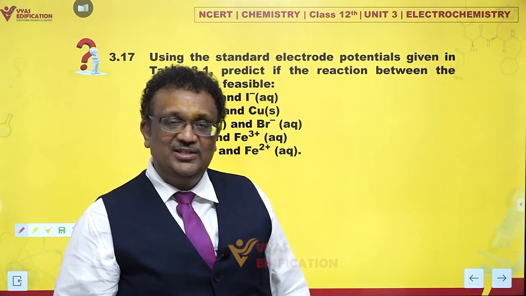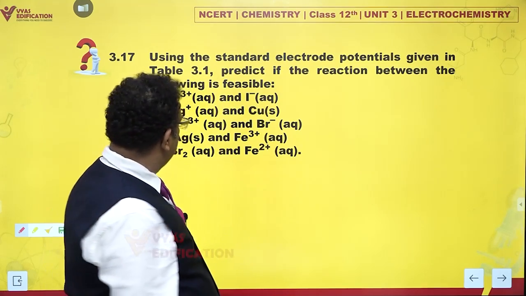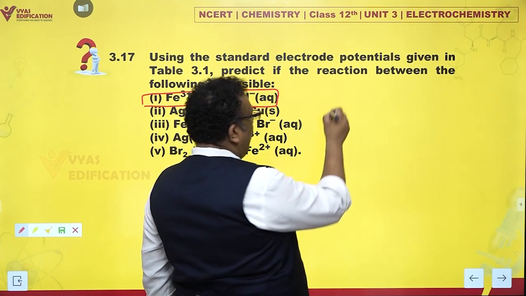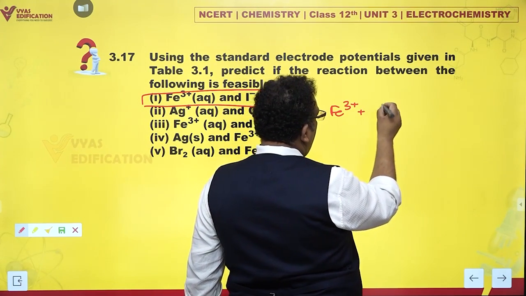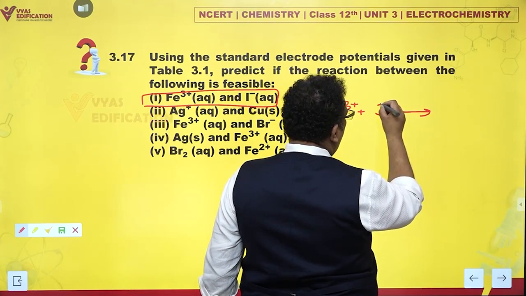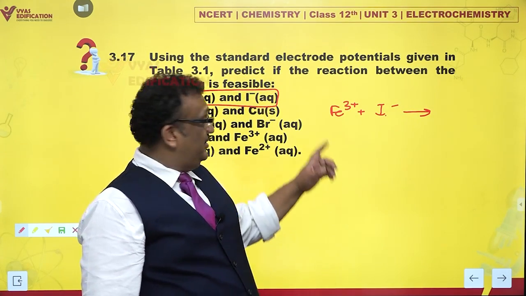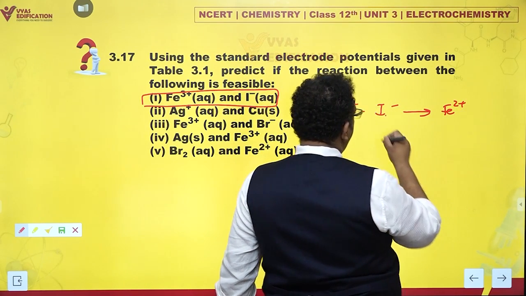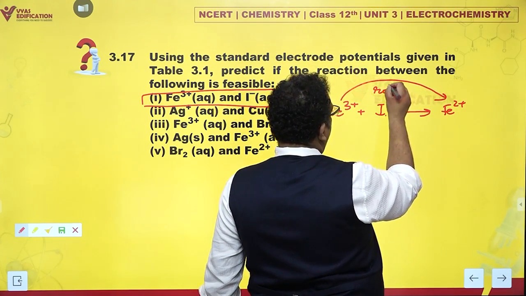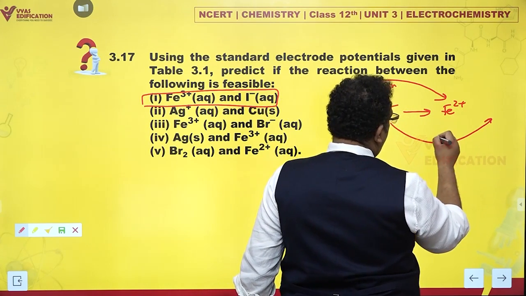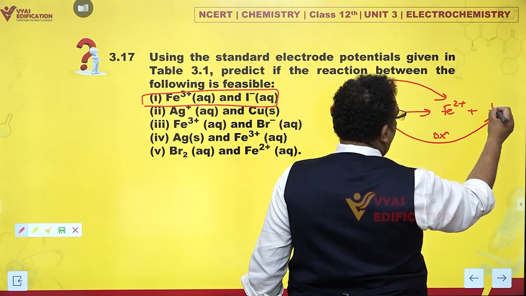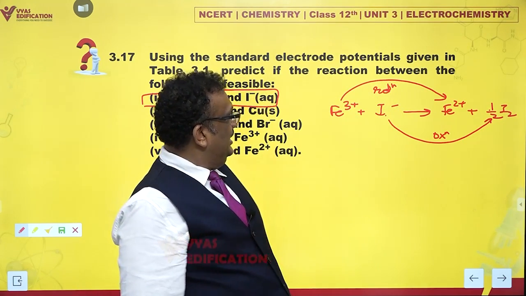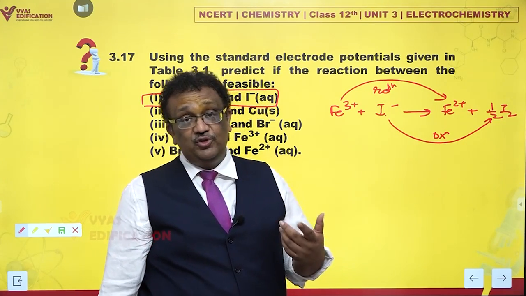We'll take them one by one and see. How do we do this? Let's take the first one. Ferric and I minus. Tell me, in case ferric and I minus react, what possibly could they have done? Well, ferric can undergo reduction and form ferrous. I minus can undergo oxidation and form I2. Is this reaction feasible? We will have to check.